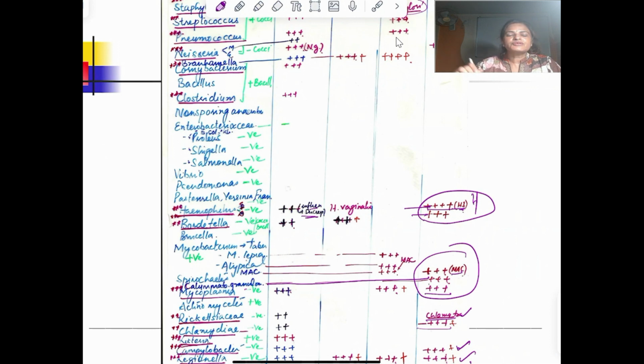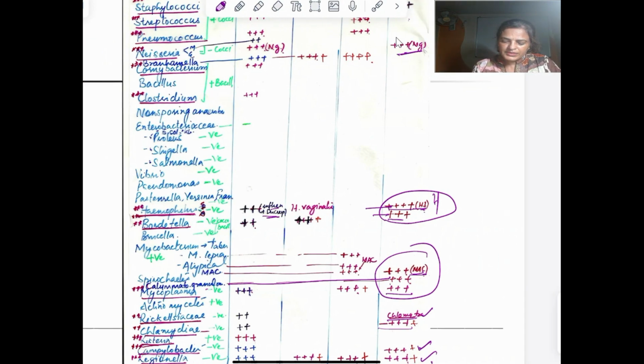Calymmatobacterium granulomatis which is going to cause the donovanosis, वहाँ पे भी मैं इसको दे दूंगी, then it is effective against the Mycobacterium avium complex, वहाँ पे भी I can use that, then for the Haemophilus ducreyi it is used for the chancroid also. So these are the therapeutic uses of this azithromycin. And you can see the next slide.